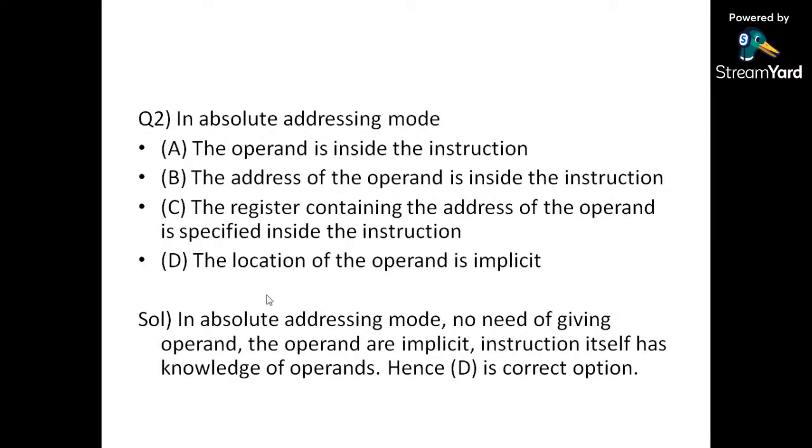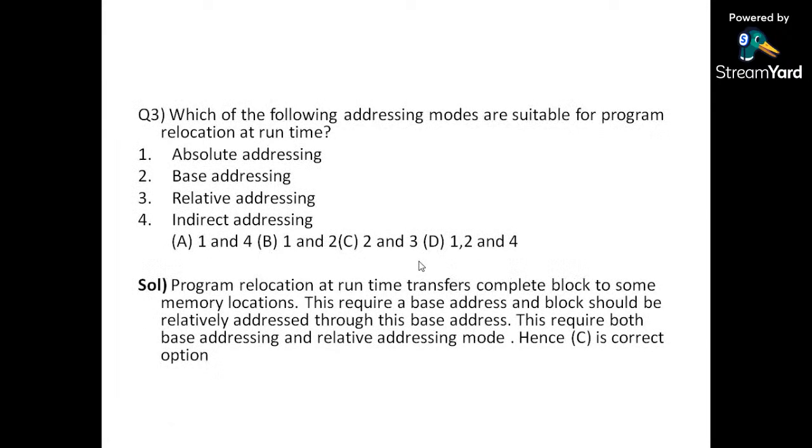The values are implicitly given in the instruction itself. Therefore, the correct option for question number 2 is option number D. The location of the operand is implicit. It is given in the instruction itself. Okay. Then third and last question.